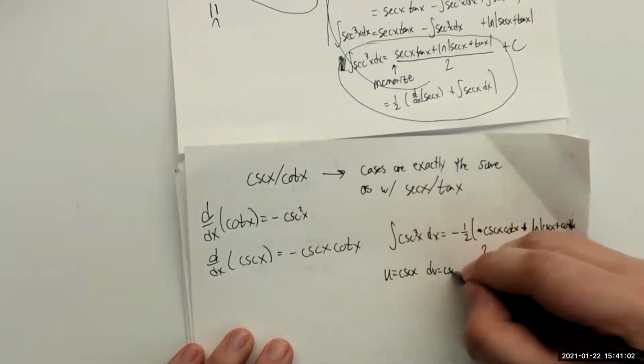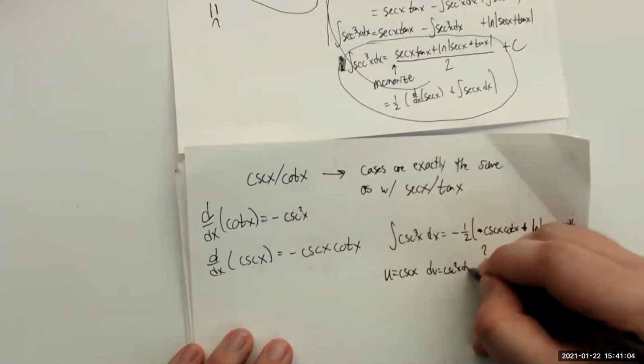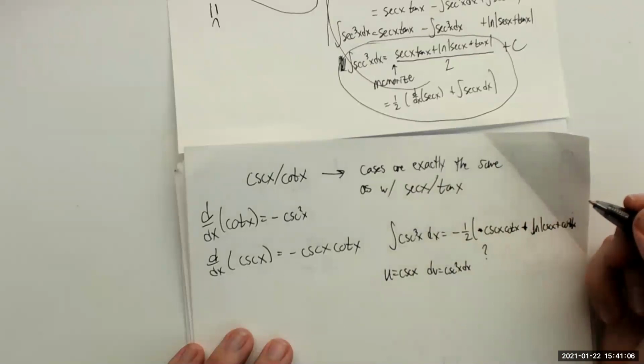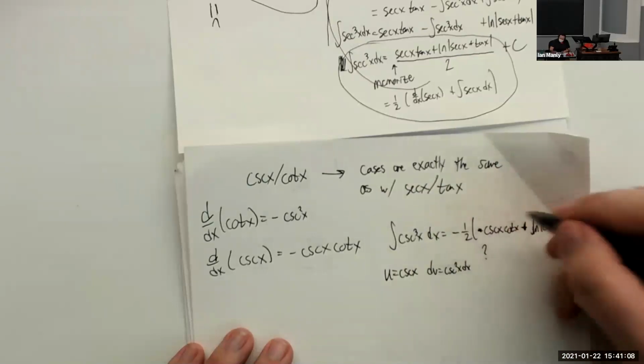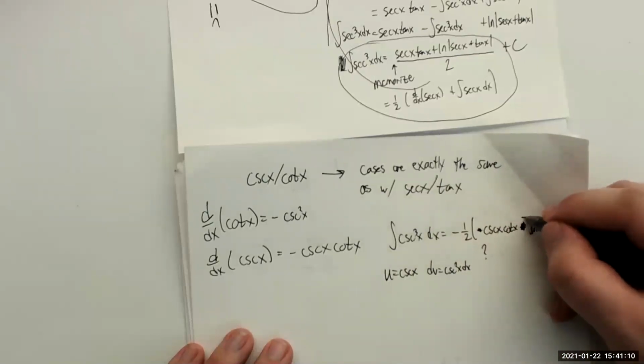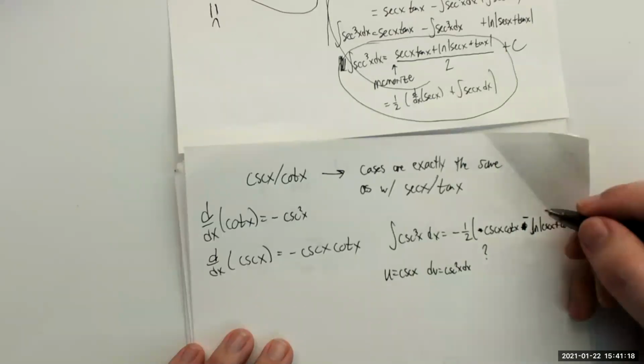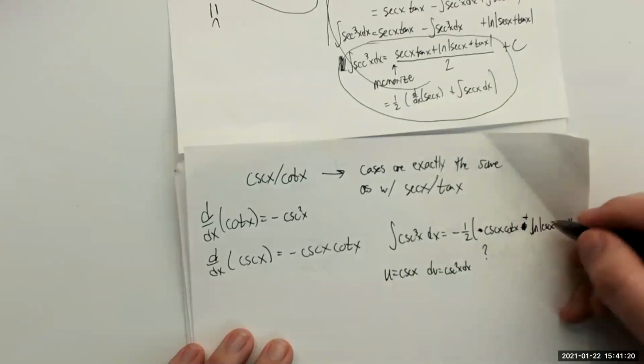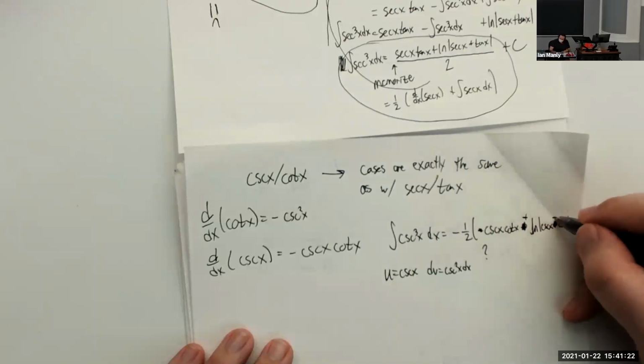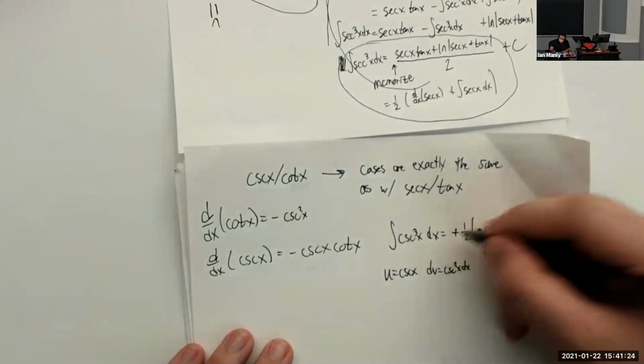It's a negative, positive, negative. Okay, so it's negative and then positive. So it's like negative cosecant x cotangent x plus ln in parentheses cosecant x minus cotangent x, all over 2. Oh, so the minus is in here, and then this is a plus.